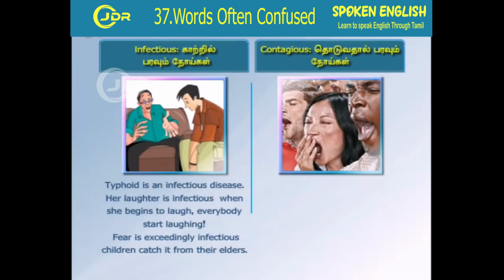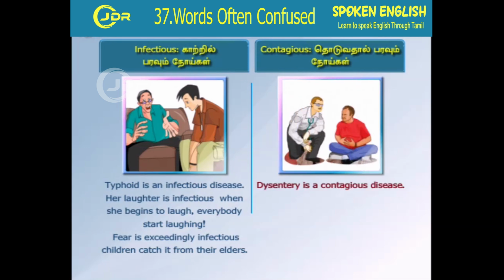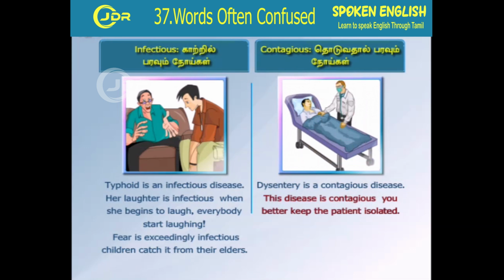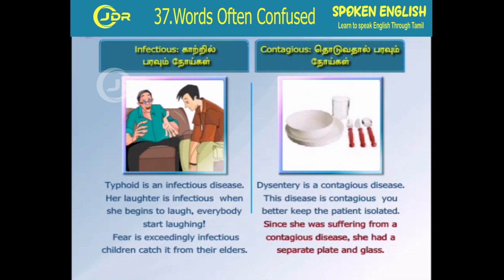Contagious. தொடுவதால் பரவும் நோய்கள். Dysentery is a contagious disease. This disease is contagious. You better keep the patient isolated. Since she was suffering from a contagious disease, she had a separate plate and glass.